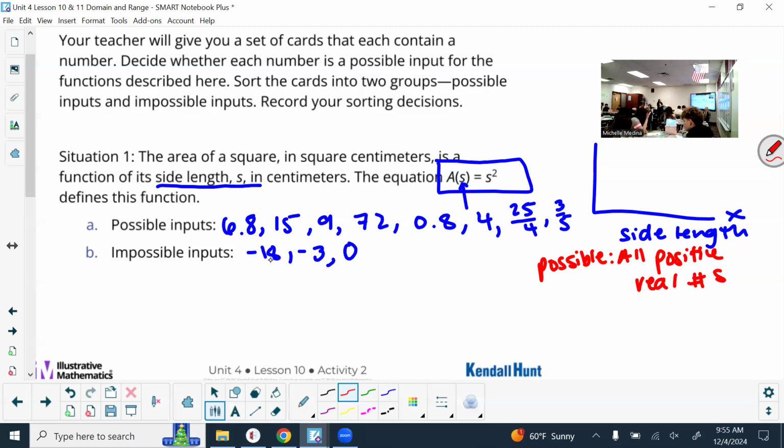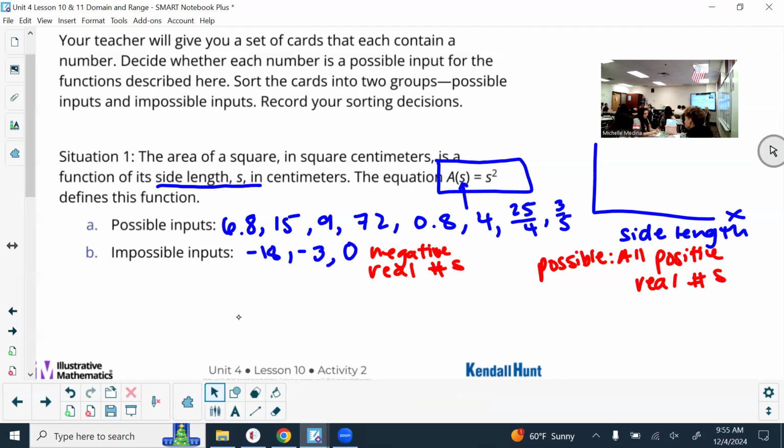The impossible inputs would be any negative numbers. Integers would technically just be whole numbers, not decimals. So we'll say negative real numbers, so that if there are any negative decimals, you know those aren't possible. Okay, questions, comments, does that make sense? Do we kind of see how it's supposed to be now for the rest?